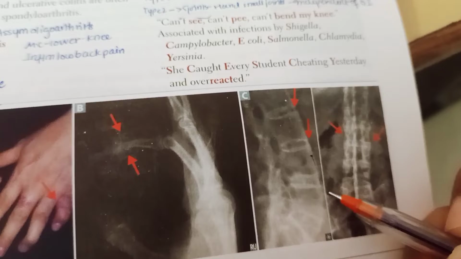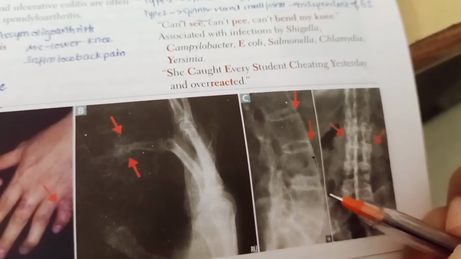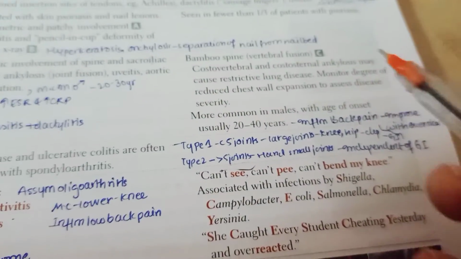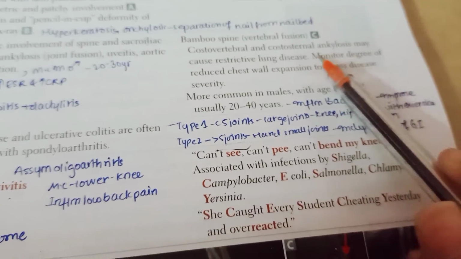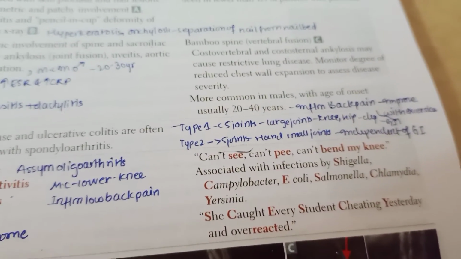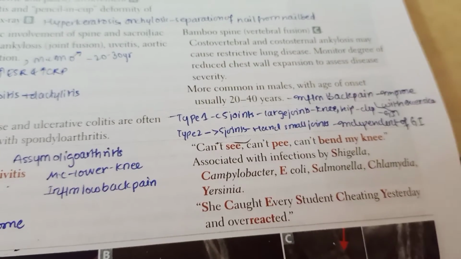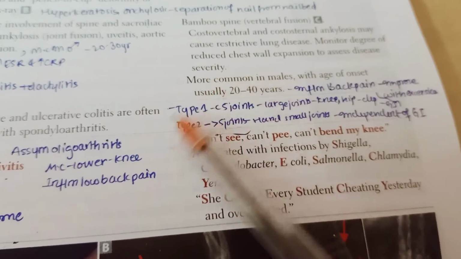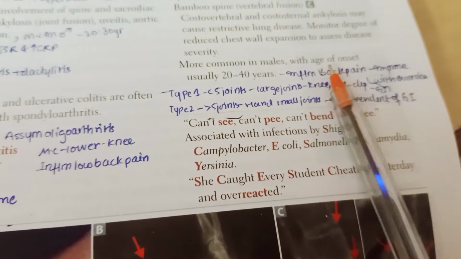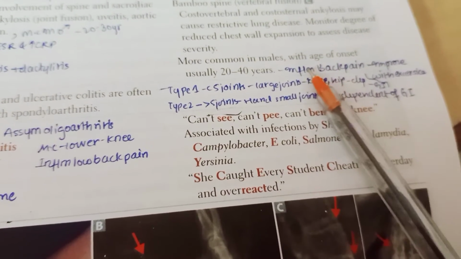It is a costovertebral and costosternal ankylosis, may cause restrictive lung disease. In the case of lung, costovertebral, costosternal, if new bone is added there, then it will lead to restrictive lung disease. So we need to monitor the chest wall expansion for this disease. And next, inflammatory back pain may improve with exercise in this case.